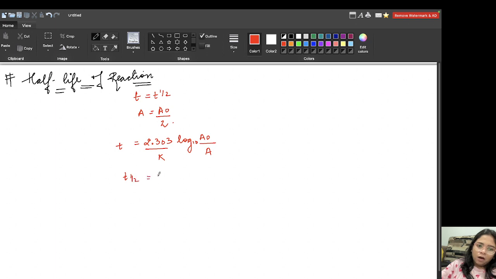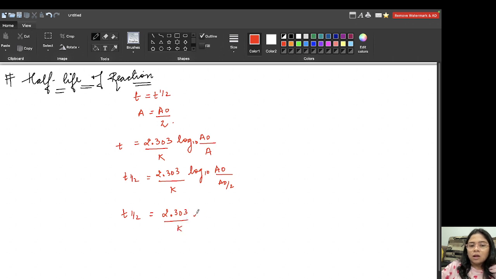So what will be T half? T half will be equal to 2.303 by K log base 10 A naught by A naught by 2. Now this 2 will shift to the numerator. T half equals 2.303 by K log base 10 2. What is log 2? Log 2 is, I guess, 0.3. So T half will be equal to 2.303 into 0.3 divided by K, which will approximately come out to be 0.693 divided by K.